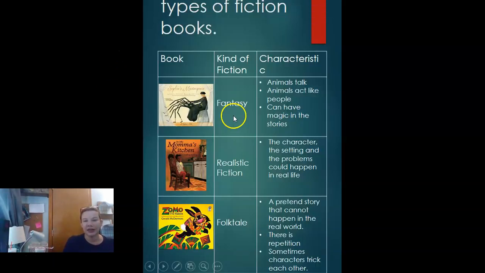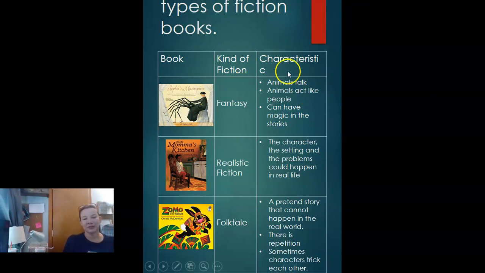So the next slide is going to give you the 3 types of fiction books. We have fantasy, realistic fiction, and folktale. Now, there's more than just these 3, but these are the ones that we're going to concentrate on right now. So your fantasy books, do you remember Sophia's Masterpiece? It was a book about a spider, and she made things. We know that's not true. It can't happen.